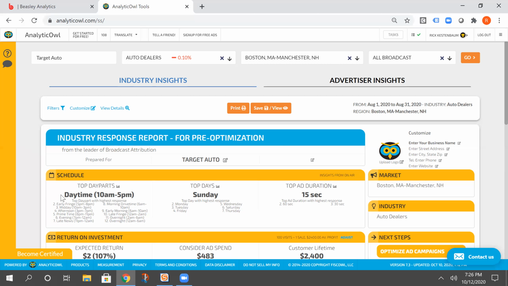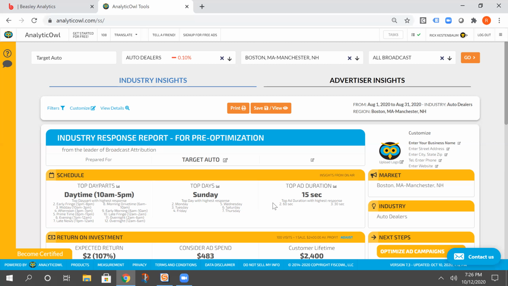We've seen in the auto category in Boston that the top day part is daytime. The top day is Sunday. Now that's interesting right off the bat, right? Because conventional wisdom says, oh, auto dealers, they'll just go on the air Thursday, Friday, Saturday. Well, now the data says try otherwise, because here we see number 2 is Monday and number 3 is Tuesday. This helps you suggest to them that taking advantage of these insights could differentiate them from their competition and help them get a competitive advantage. We'll see that the top ad duration is 15 seconds, so let's make sure we include 15s in our mix.